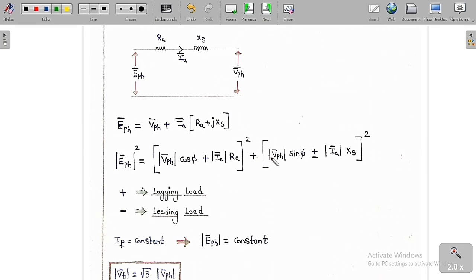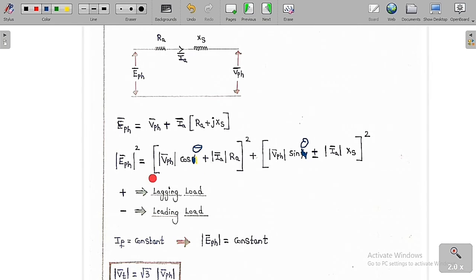Listen carefully, the EMF equation is Ef equal to the square root of (V cos theta plus Ia Ra) whole square plus (V sin theta plus or minus Ia into XS) whole square. Here Ef is nothing but the induced EMF per phase value, and those are all per phase values, called the per phase terminal voltage. Here it is cos theta, not cos phi. You have to use the symbol theta. Theta is the phase angle between the terminal voltage and the terminal current, so we can say simply it is the power factor of the load.